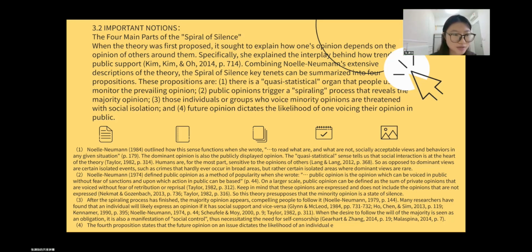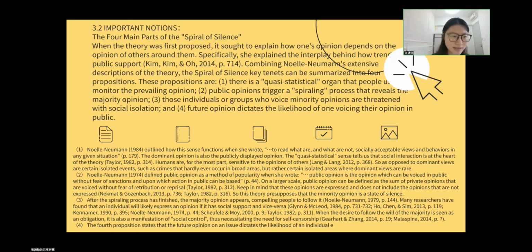First, how exactly does one study dominant opinion use methods? Dominant opinions are also publicly displayed opinions that people hold because they are sensitive to what others are saying and because they want to be supported and identified with. We have given the example of crime here. That is, crime occurs in isolated areas because dominant opinion is rare in these areas.